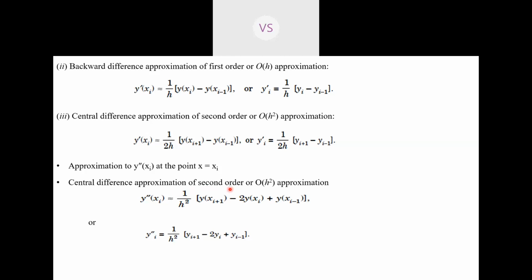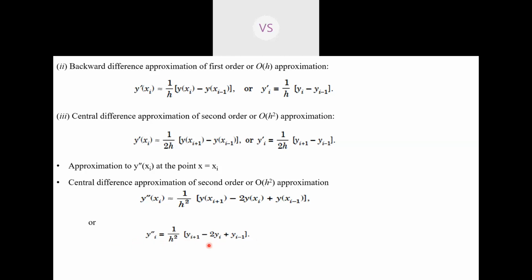So how to apply this? When you have to find the value of y double dash at any value of xi, it will be 1 by h square, y at xi plus 1 minus 2y at xi plus y at xi minus 1. You have to remember this formula. In simple terms, y double dash i is equal to 1 by h square, yi plus 1 minus 2yi plus yi minus 1. So this is the central difference approximation formula.